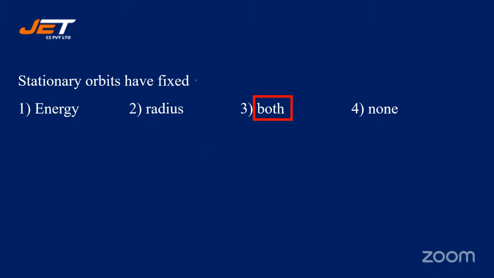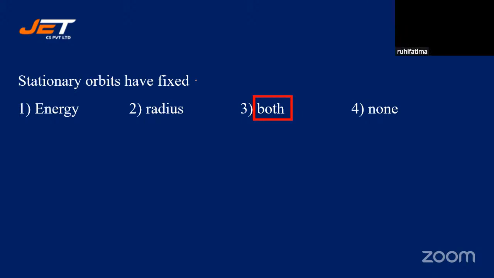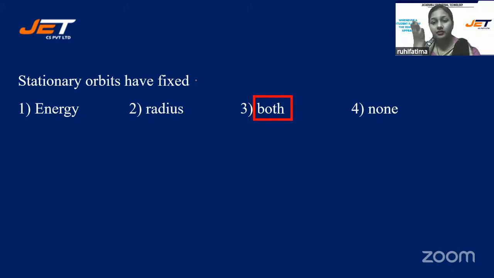Anything which is stationary, yes or no? It is fixed only, right? So, suppose it is just like a globe, right? It has a fixed orbit around which it can rotate. It has a fixed radius also. It cannot gain energy because that is, you can say, not an atom or a molecule. So, this is how it goes. Option number three will be the right answer.